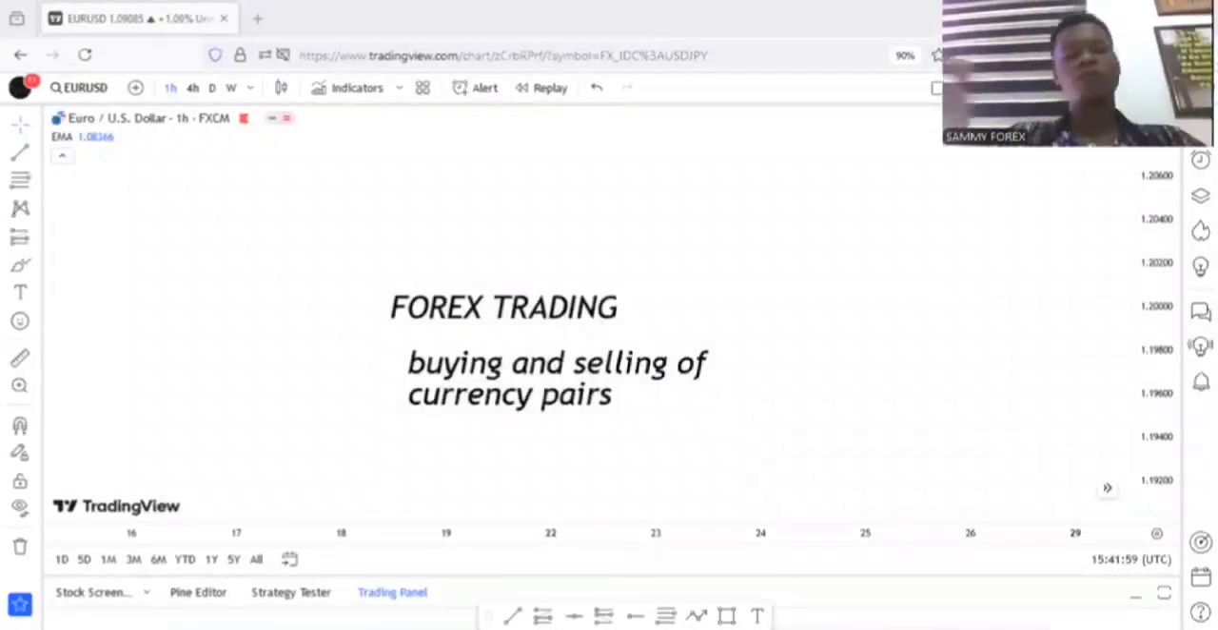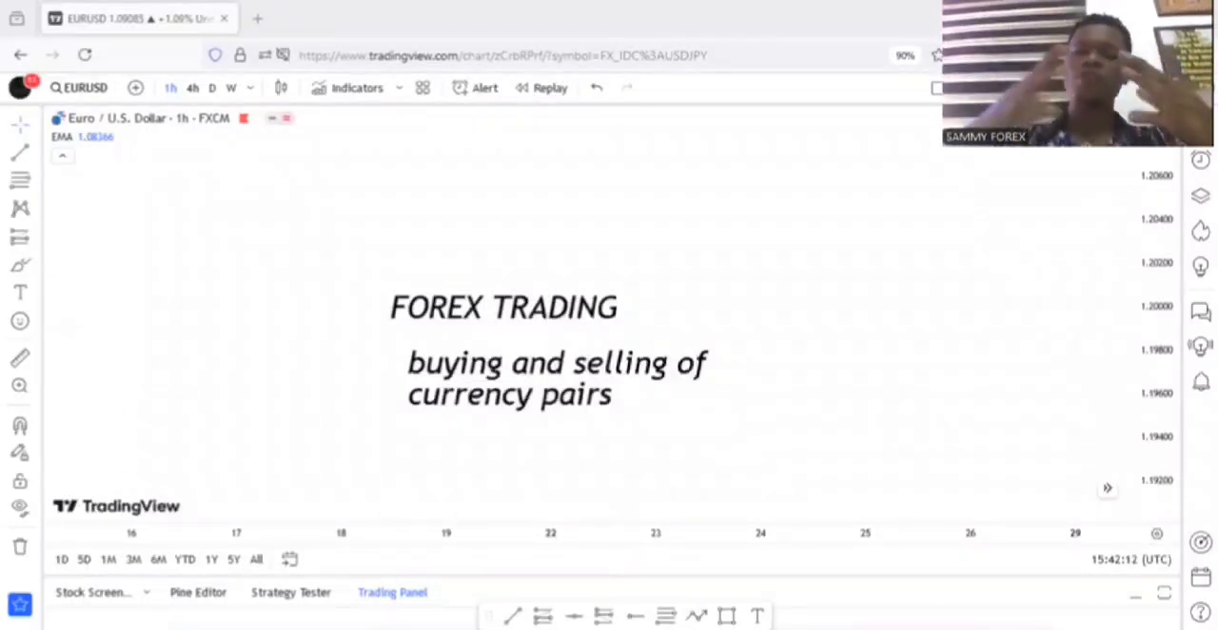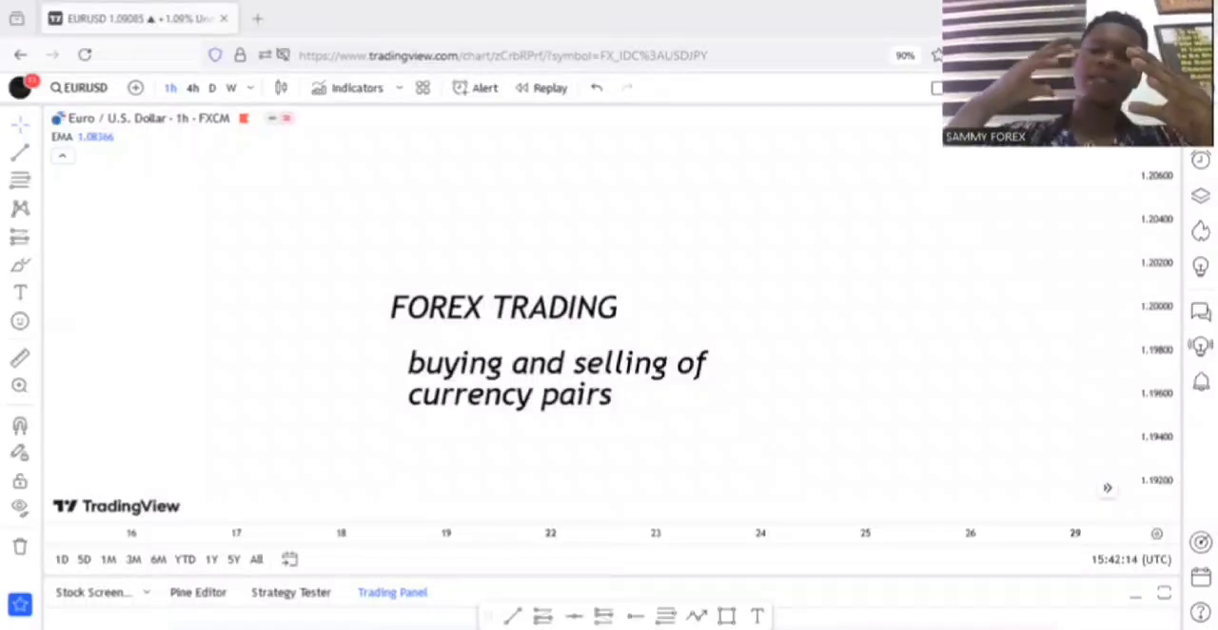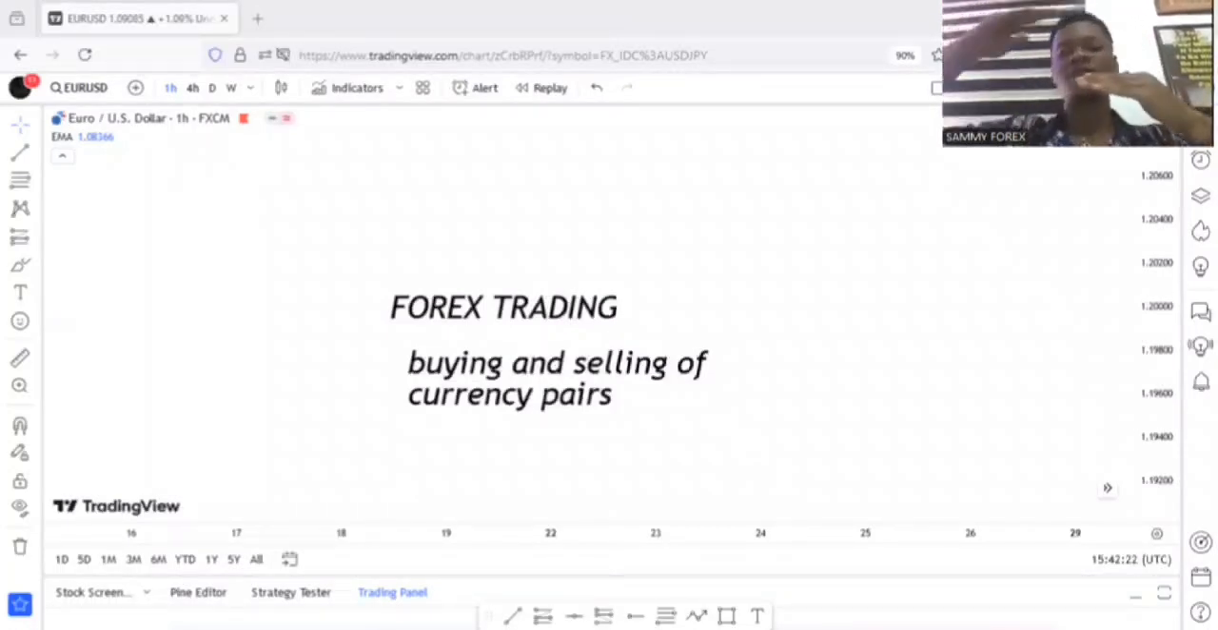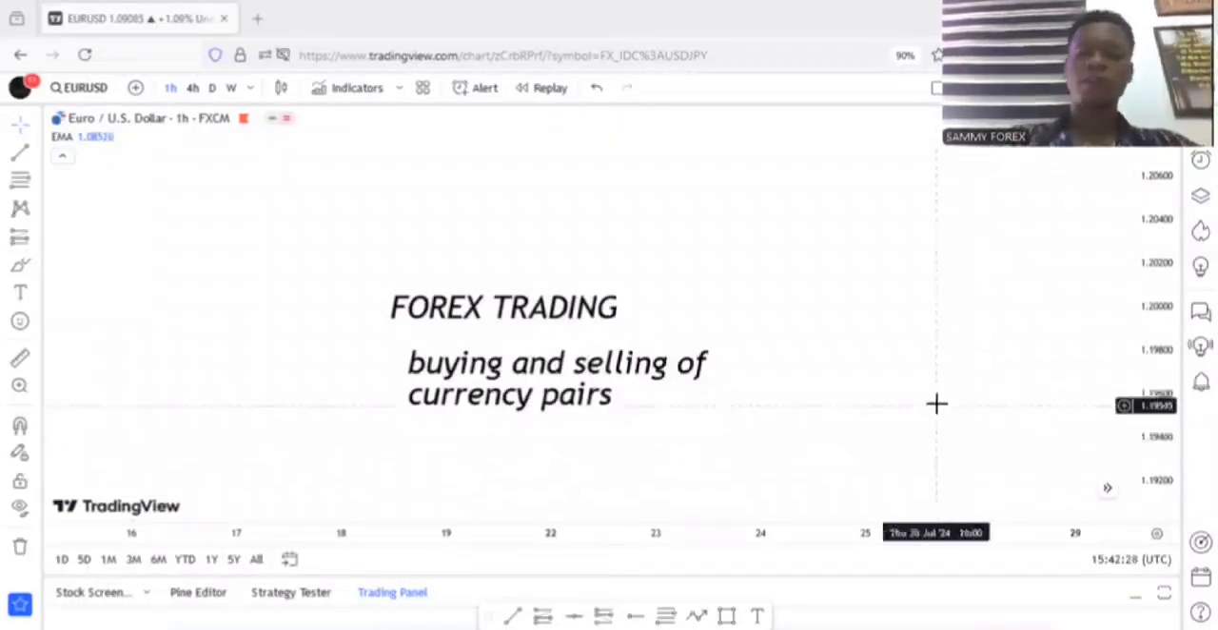So first of all, what is forex trading? The full meaning of forex is foreign exchange trading, the buying and selling of currency pairs. You're buying when you're expecting the price to rise, and you're selling when you're expecting the price to fall. So this is what we call forex trading.